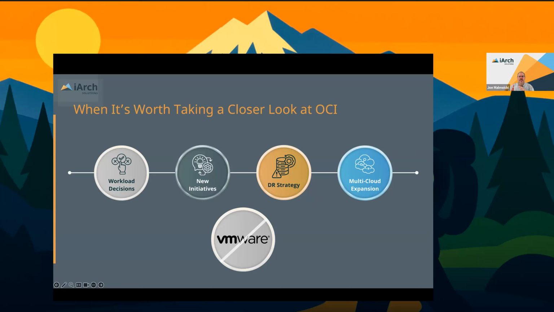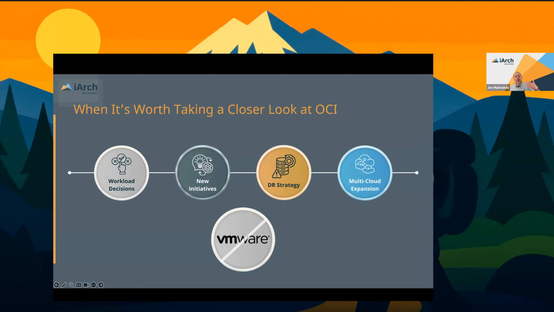OCI is a great way, a stopgap, to get you off your aging data center infrastructure and move you up into something more cloud-esque and protected. Secondly, when you're looking at new initiatives, new applications, new environments, new technology stacks, new platforms, anything new, anytime you're starting fresh, throw OCI into the ring. Can we use this? Can we leverage it? Are there benefits to using some of their services and technology solutions available?